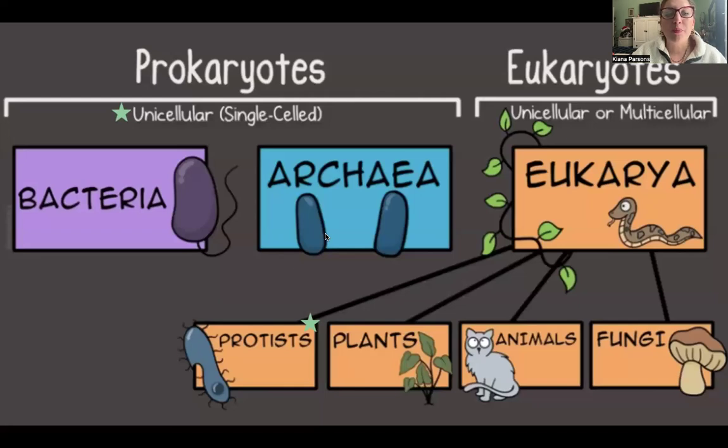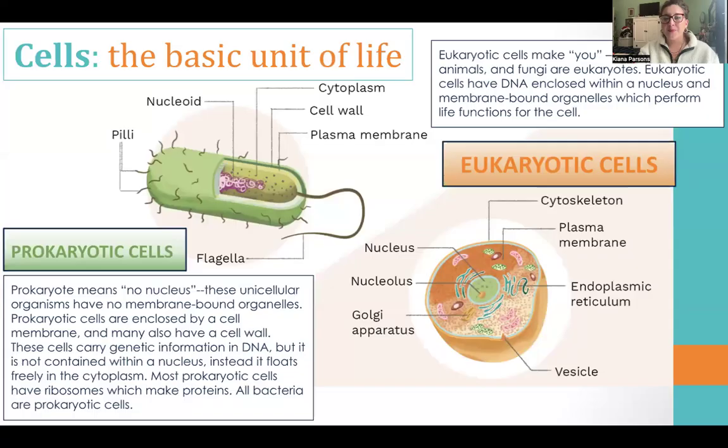So this is a chart of prokaryotes versus eukaryotes. So you can see in the domain of eukarya, we have protists, which are single-celled eukarya, and plants, animals, and fungi, which are typically multicellular. And then we have here in the domain of prokaryotes, bacteria and archaea, which are single-celled prokaryotic cells, which are like the protocells, the early cells, and they have no nucleus.